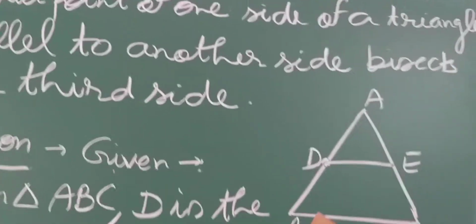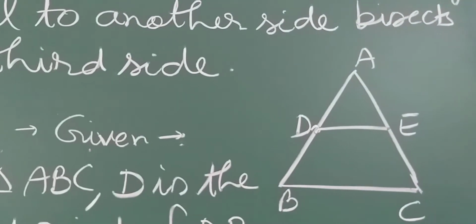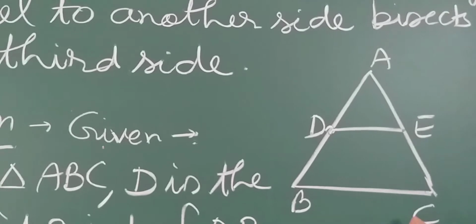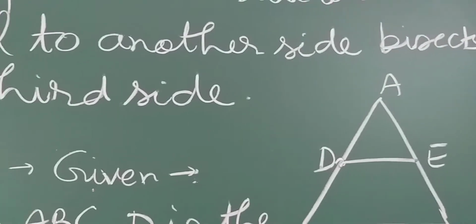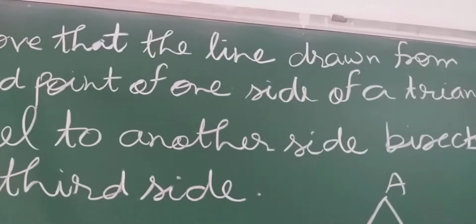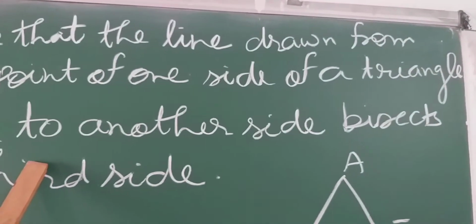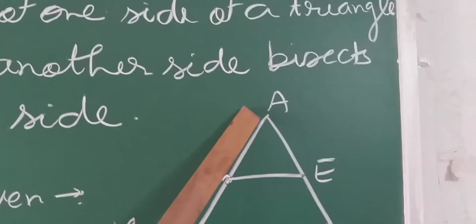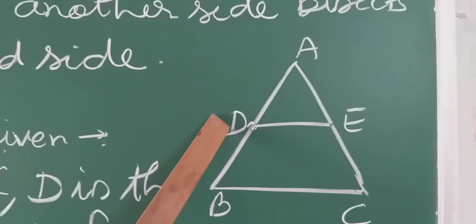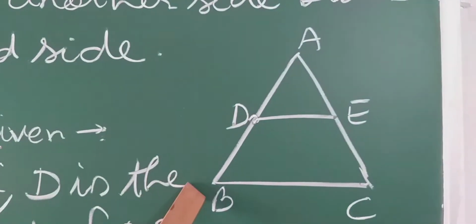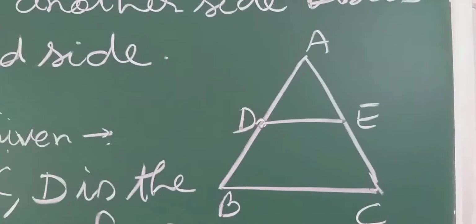So students, this is the figure ABC, the triangle. I have taken ABC. If you want to give any other name, you can, because in the question no triangle name is mentioned. That's why you can take yourselves. I have taken here ABC, and D is the midpoint of AB, and DE is parallel to BC. This is given to us.